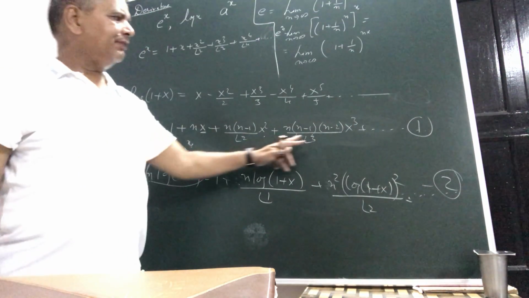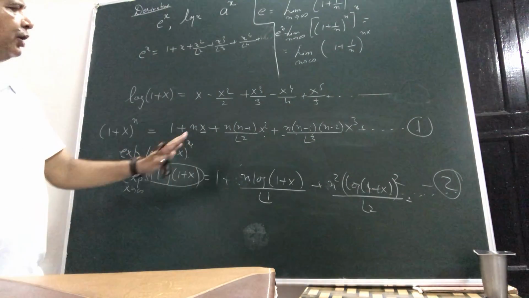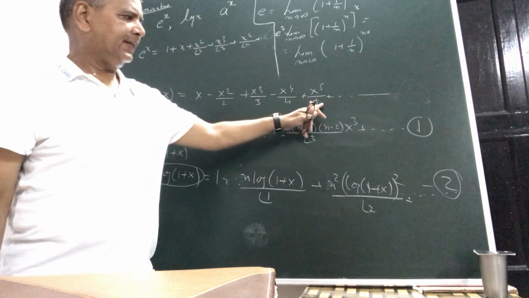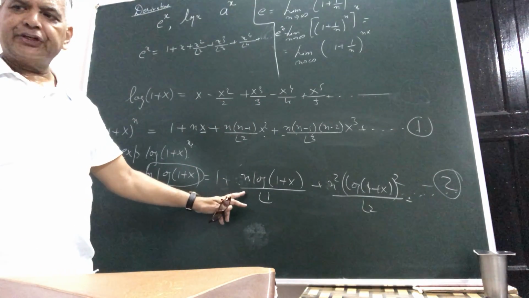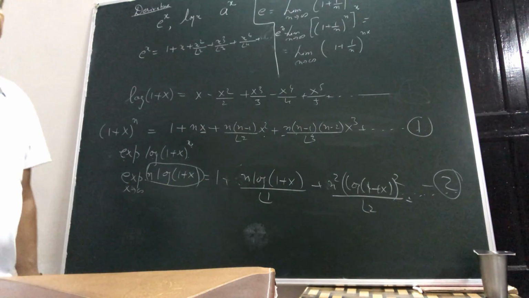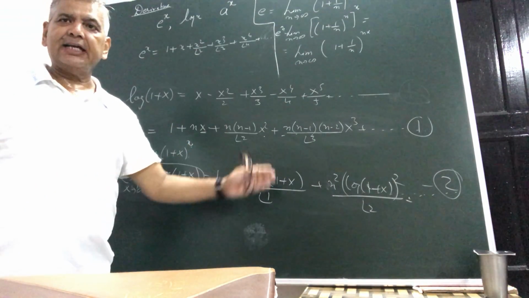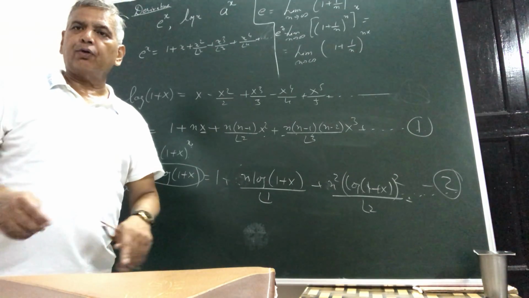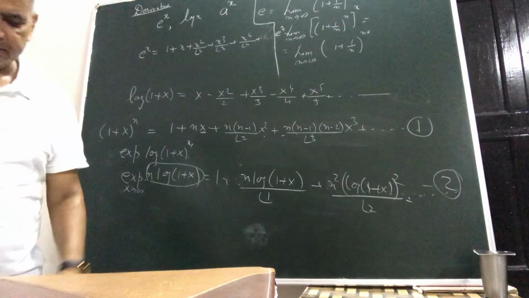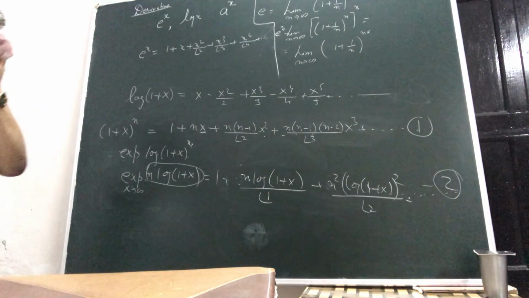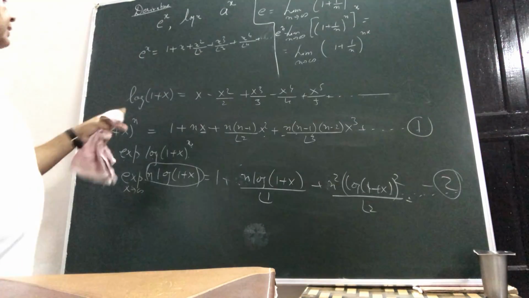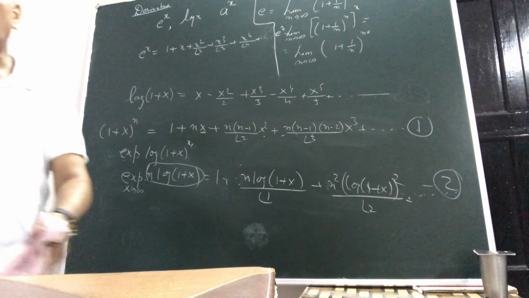So in this series when you collect the coefficient of n, you will find it is log(1 plus x). Now since they are the expression of the same thing, the respective coefficients of n, n square, n cube in both the expressions should be the same, and this is how indirectly we calculate the logarithmic expansion of log(1 plus x).